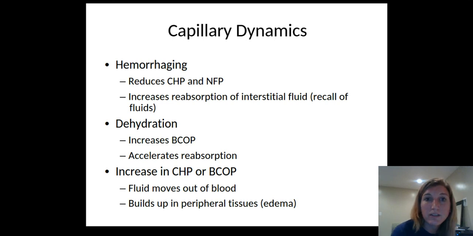So some capillary dynamics here in terms of hemorrhaging, major blood loss. That's going to reduce the capillary hydrostatic pressure and reduce the net filtration pressure. So it's going to increase the reabsorption of the interstitial fluid. In other words, bring everything back into the blood to increase blood volume so we can increase blood pressure and keep it up. Dehydration is going to have the same effect. It's going to accelerate reabsorption, making sure we reclaim all of that extra fluid from the tissues, right?